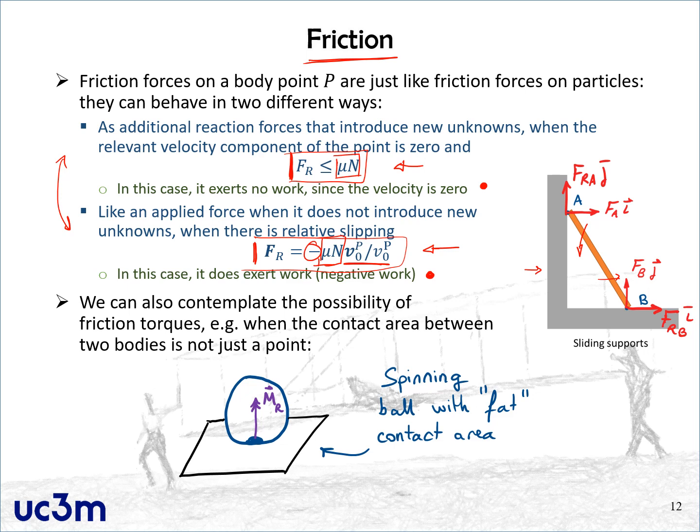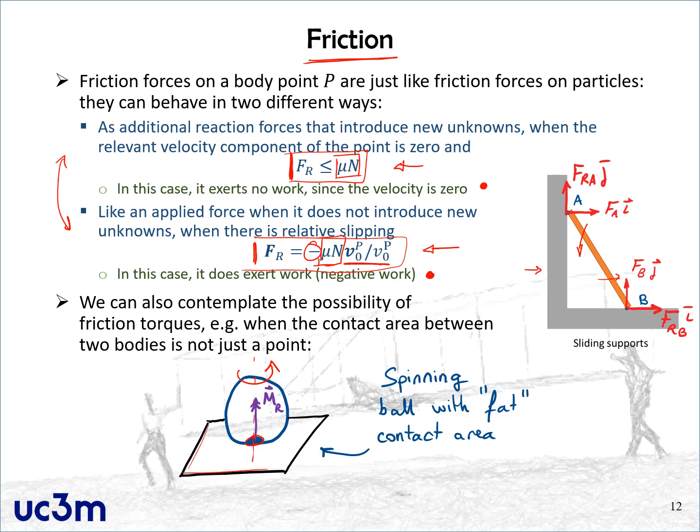a little bit fluffy or fat. So the point of contact between this ball and this plane is not exactly just one point, but a small area. So this can create some friction. Imagine that you put this ball on the floor and spin it about the vertical. This ball at some point will stop. Why? Because there is this friction torque gradually stopping it. So this could also be a possibility.